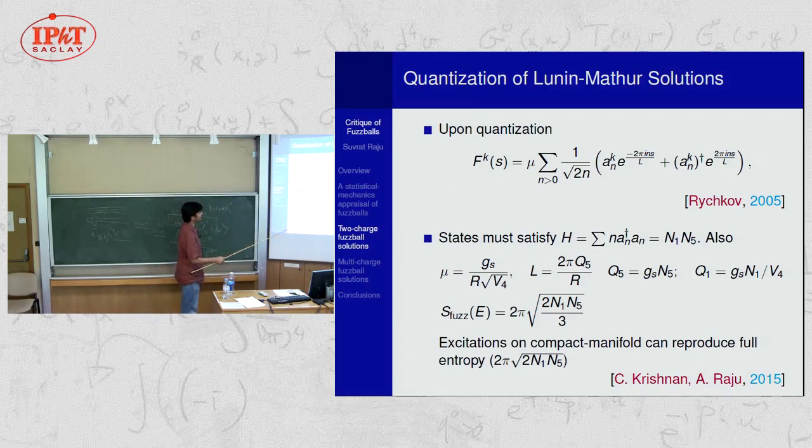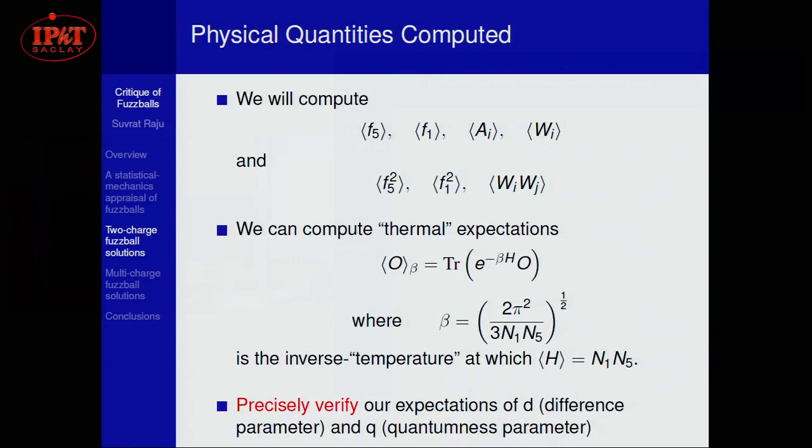The other interesting thing is that Rychkov was also able to count the entropy of solutions in this harmonic oscillator system that obey this constraint, and he found that the entropy was 2 pi into 2 by 3 of square root n1 n5. In fact, more recently, a couple of years ago, Chetan Krishnan and Avinash Raju also found that if they look at excitations on a compact manifold, they quantize the system on K3, they can actually reproduce the full entropy, which is 2 pi into square root of twice n1 n5. Okay, but we are not going to look at these excitations on this compact manifold. We'll just look at the original setting explored by Rychkov, in which the entropy is large, not the full entropy, but it's large enough. Okay, so now what are we going to calculate?